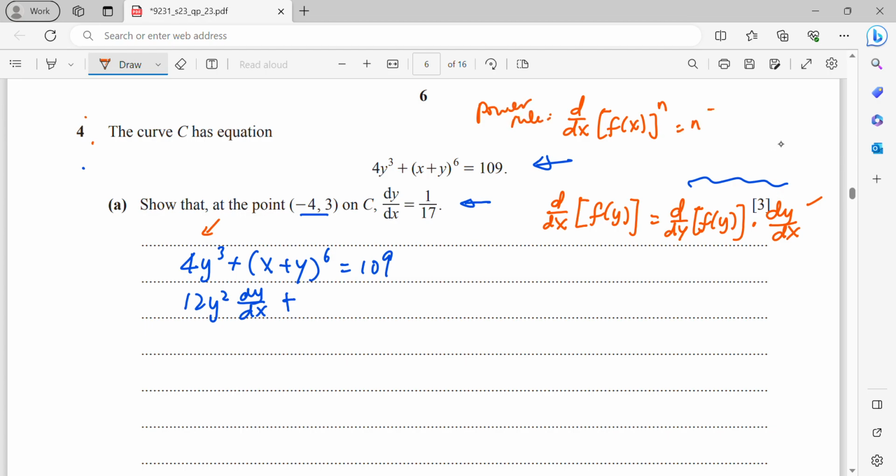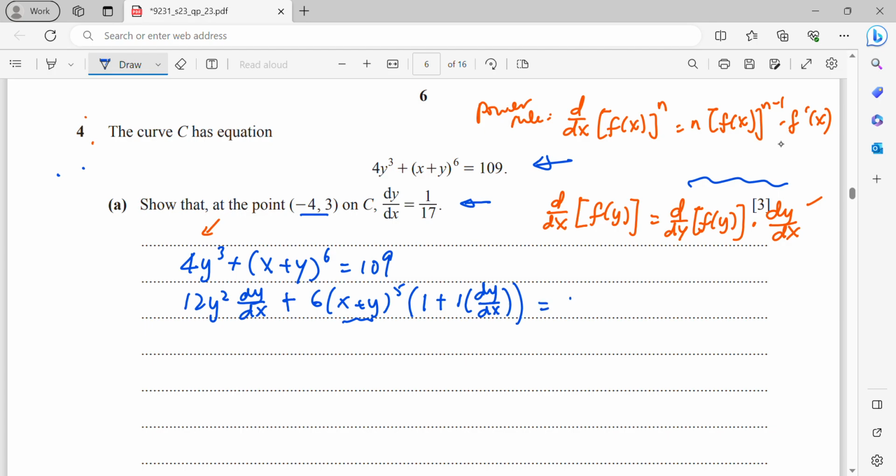Then it will be n f(x)^(n-1). Then differentiate the f(x) using f'(x). So now I will get 6(x+y)^5. Then now I differentiate the x+y with respect to x. So the first one is x, therefore you get 1, plus the y, when you differentiate with respect to y, it will be 1 dy/dx.